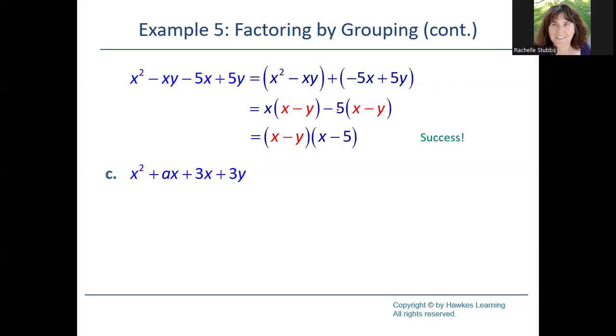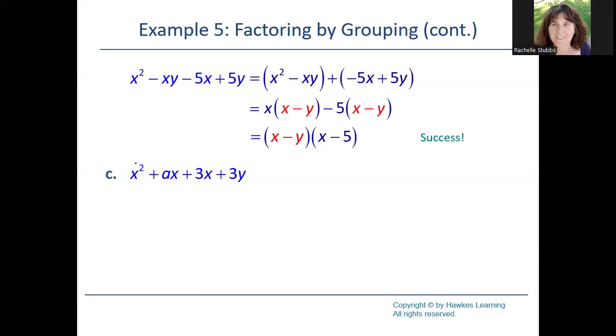All right, here's another one. If I grouped them here and I grouped here, what's common in both these? Well, x, leaving us an x plus a. And over here, what's common? A 3. That leaves us an x plus y. Nope, nothing common there. So maybe what I'll do is just try rearranging them and see if I can find something. So instead of those, how about I group these two together. No, that won't work. Let's see.